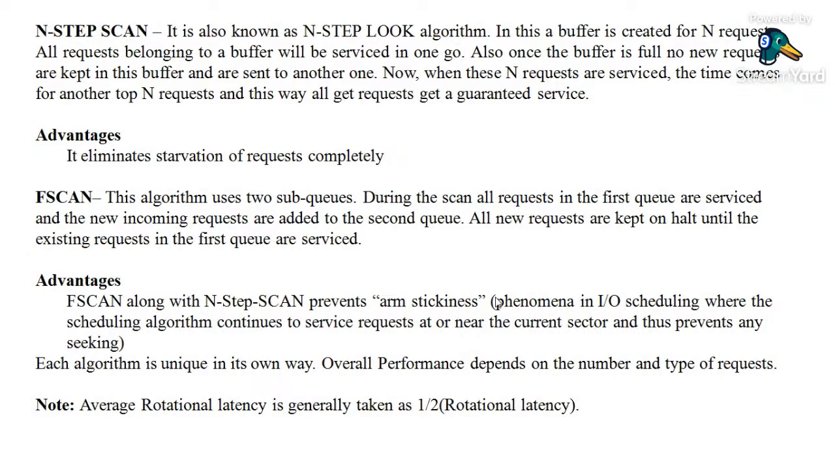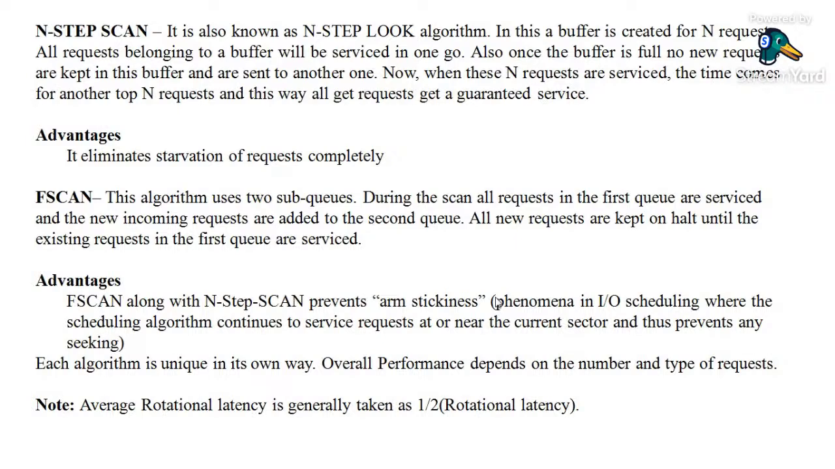The next one is the F-scan algorithm. This F-scan algorithm has two sub-queues. During the scan, all requests in the first queue are serviced and the new incoming requests are added to the second queue. It means there will be two sub-queues. First, the requests which are in the first queue are going to be served, and the new incoming requests will be added to the next or second queue. All new requests are kept on halt until the existing requests in the first queue are serviced.